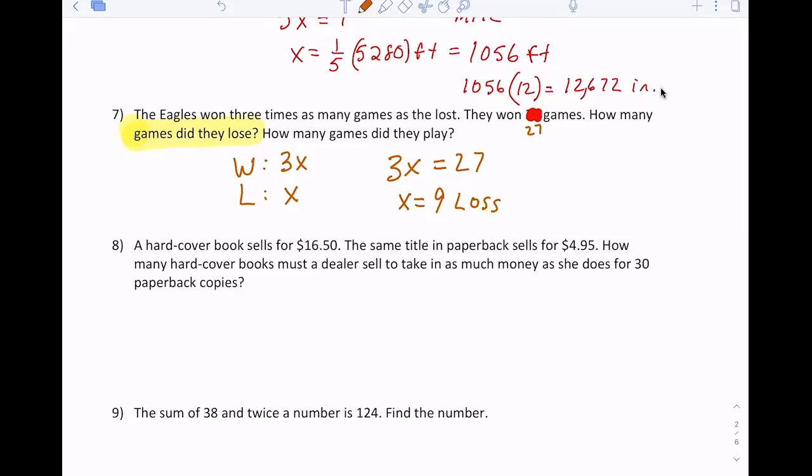Now, how many games did they play then? 9 plus 27. That's right. They played the number of games they lost and won, right? So that would be a total of 36 games.